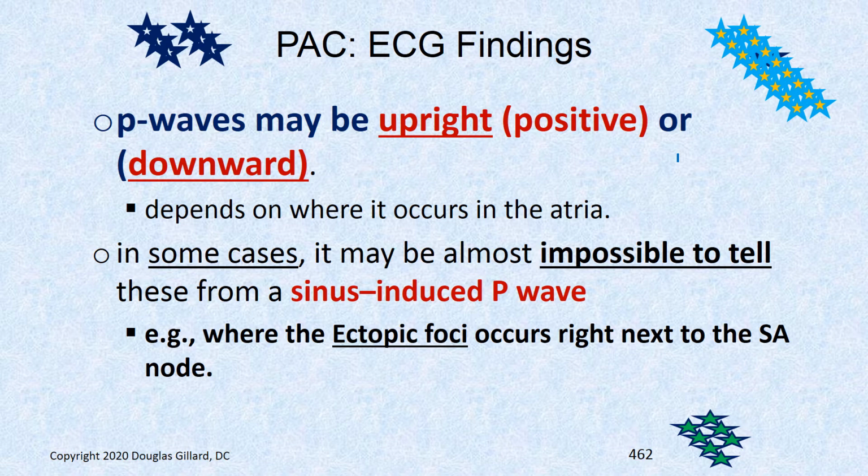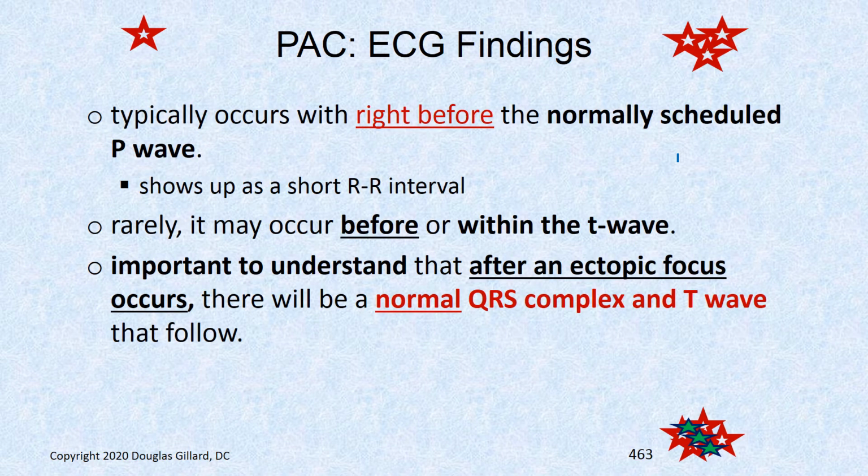What if it occurs right next door to the SA node? Well, then it's impossible to even tell they exist because it performs just like the SA node in that case. So sometimes you just can't tell they're there. It all depends where they occur in the atria. Normally, they occur right before a normally scheduled P wave. So that's the place to look. In other words, look right after the T wave. Occasionally, rarely, it can occur before the T wave, but I won't show you one like that. It's too rare. I'll just show you the ones that occur before the P wave.